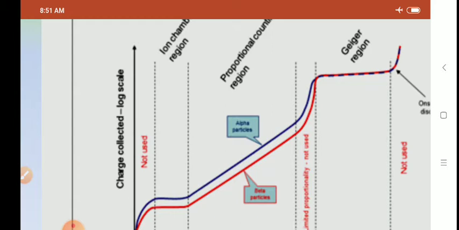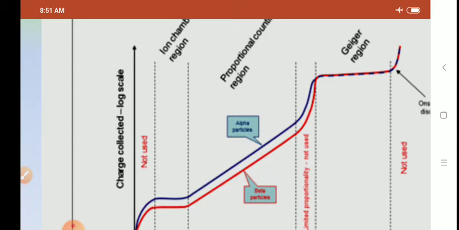Okay, then the proportional region where operates the proportional counter, and then comes the Geiger region where operates the Geiger-Müller counter that we are going to study in detail. Is that clear? So here, when you apply an electric field, there is a rapid increase in current because of ionization of the matter, the molecules of the gas. Then there is a steep increase. Why? Because further ionization by collision of primary ions occurs.